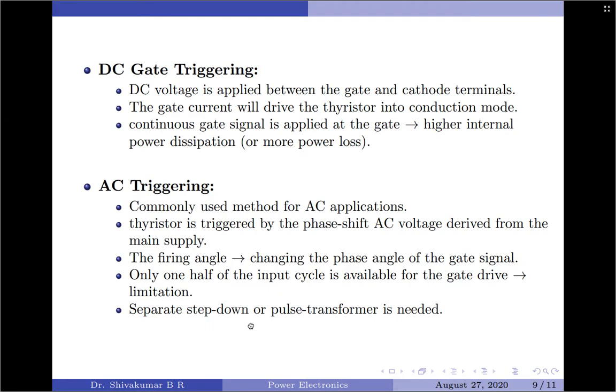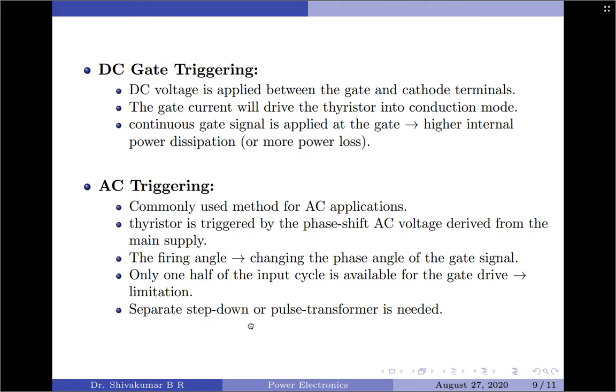Now, coming to the second technique, the AC gate triggering. This is the most commonly used method for AC applications where the thyristor is employed as a switching device. With the proper isolation between the power and the control circuit, the thyristor is triggered by the phase shift AC voltage derived from the main supply. The firing angle is controlled by changing the phase angle of the gate signal.